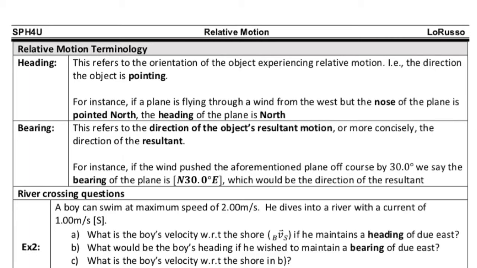The concept of heading refers to the orientation of the object that is experiencing relative motion. Basically, it's the direction that the actual object itself is pointing. So when we're talking about the heading of a plane or a boat, it's literally the compass direction that the nose of the plane or boat is pointing to.